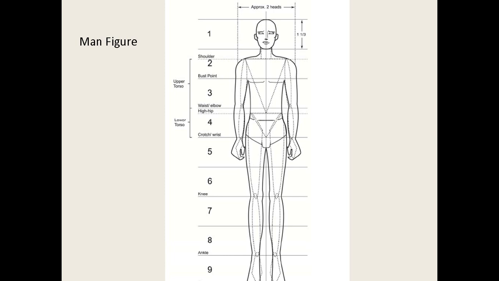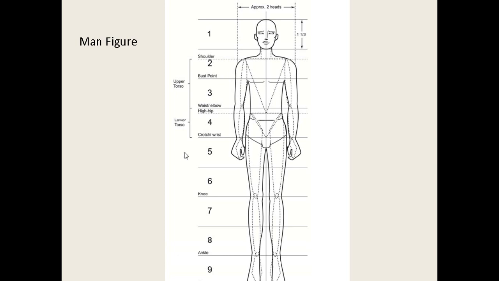The first is the shoulder, which is wider than the female. The size is 2 times the height of the head. Yeah, 2 times the height of the head. And then the high hip is lower than the female position.